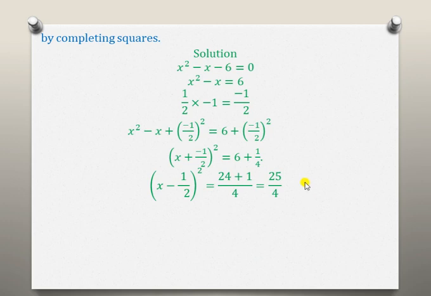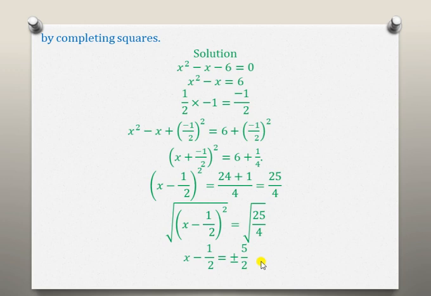Then from that, the next step is you're going to take square roots on both sides. So you take the square root, as you also take the square root of 25 out of 4. And that is what we have done here. Now this square will cancel with the square root. But remember, the square root of 25 is 5, and the square root of 4 is 2. So that is how we came up with this. Remember to always have a positive or a minus, because we are looking for two values of x.